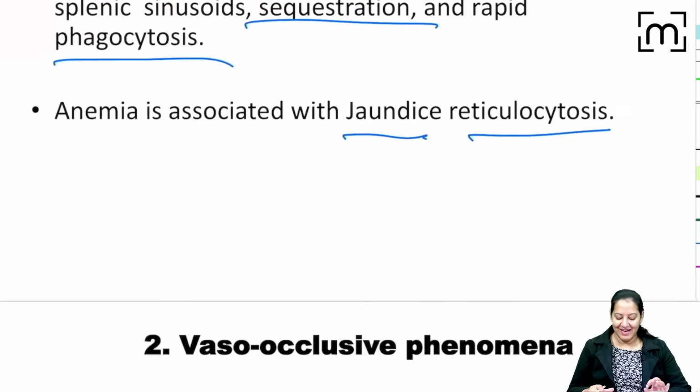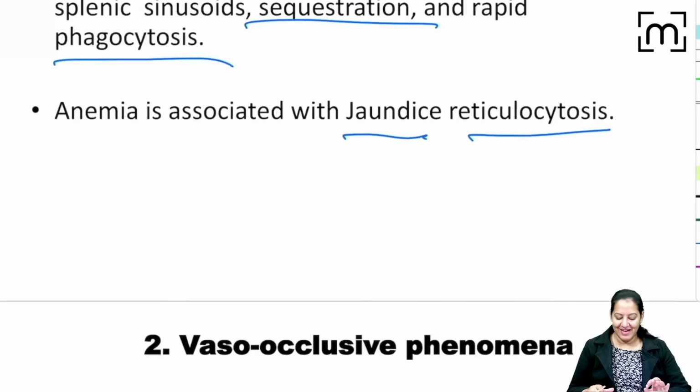ESR is usually increased in all anemias except sickle cell anemia, where ESR is reduced because there is no rouleaux formation here. There is no rouleaux formation, so ESR is decreased here. The most important diagnostic test, the confirmatory test, is electrophoresis. Do electrophoresis. Can you see the 3 electrophoresis bands here? You can see the electrophoresis band.